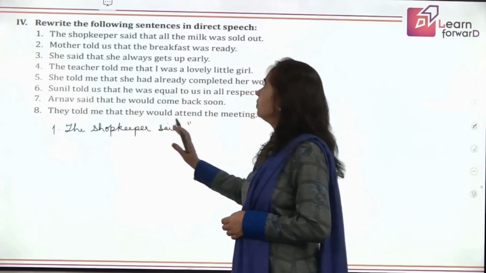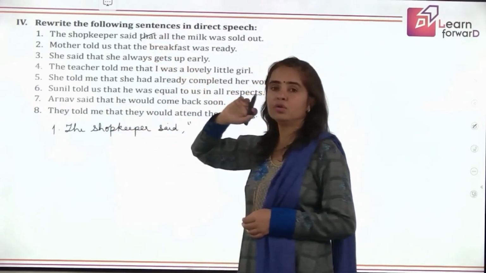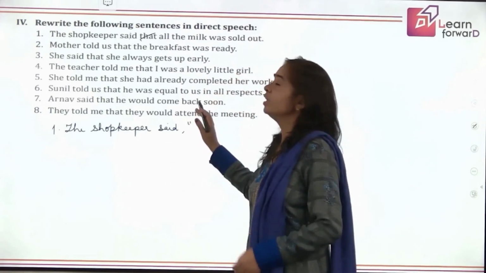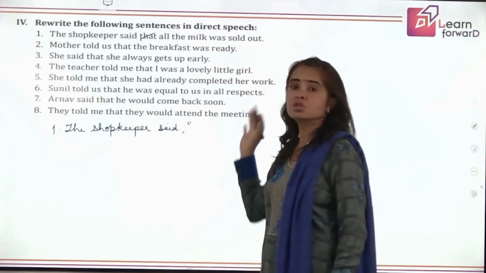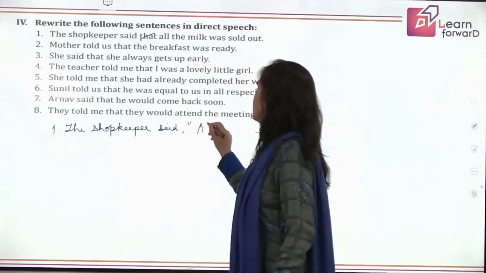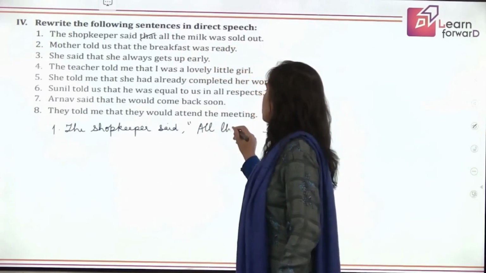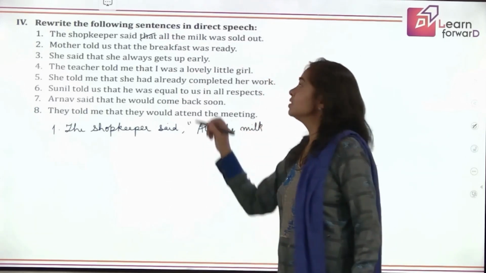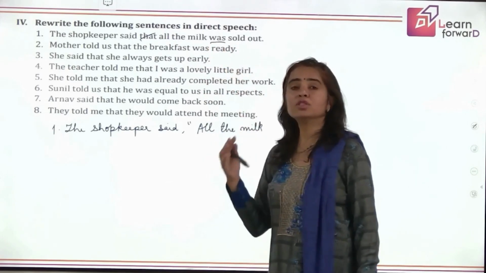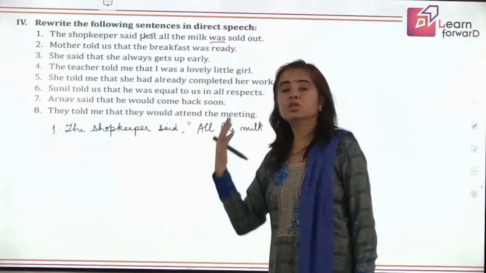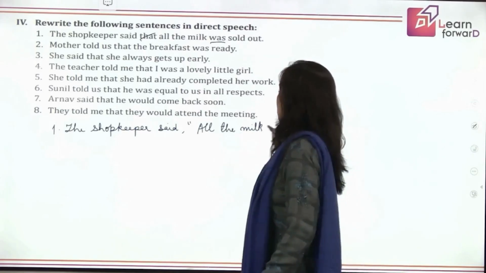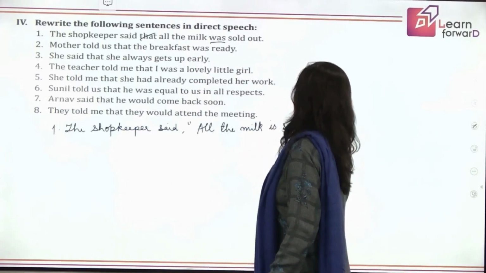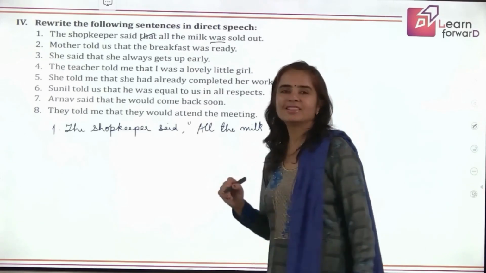So the shopkeeper said that we introduce from our side. So we'll remove that, we'll put a comma, we'll start with the inverted commas. All the milk was sold out. So all will be a new sentence, all the milk. Now what is the tense here? Past tense, and your past tense comes from present. So this will change back to present. Was becomes is sold out. Wow, this sounds more interesting, isn't it?